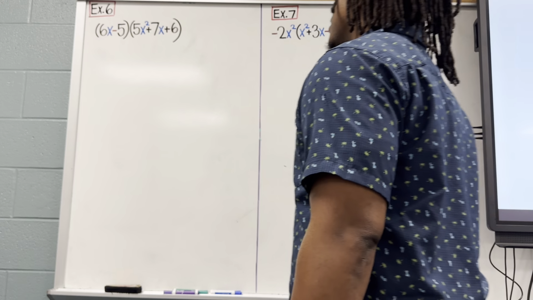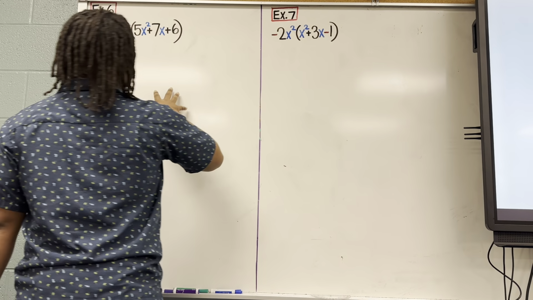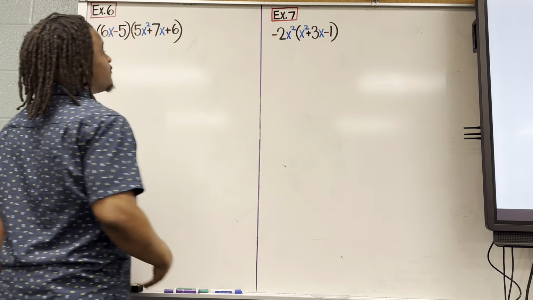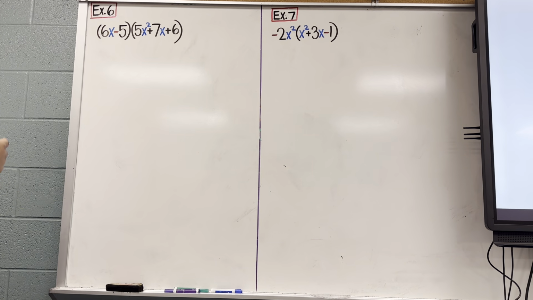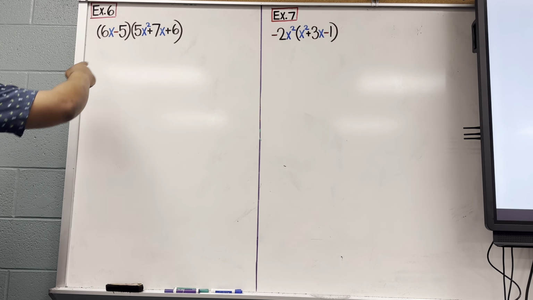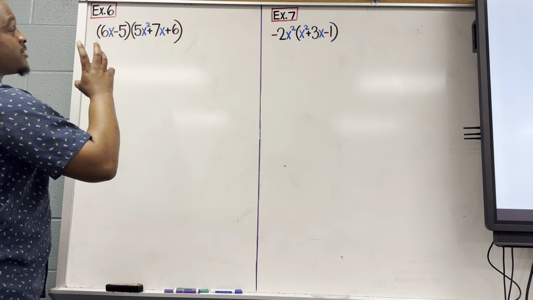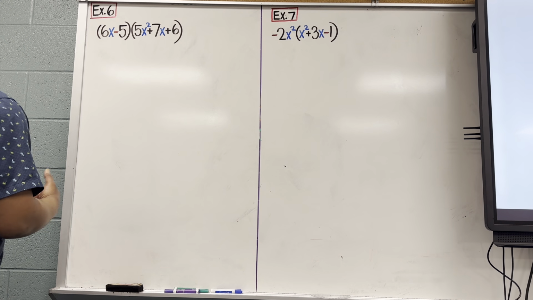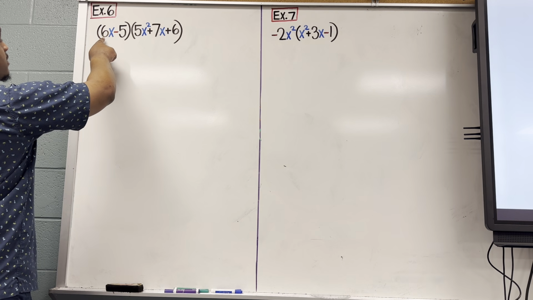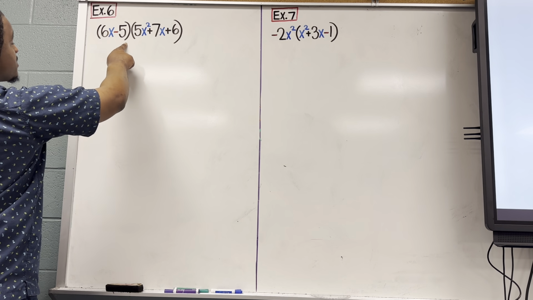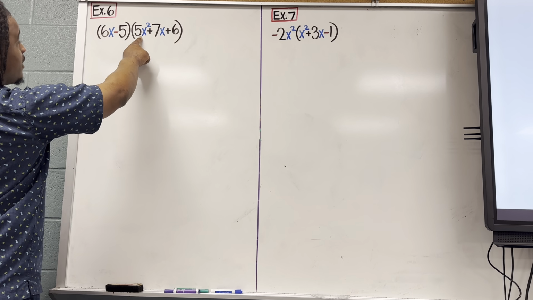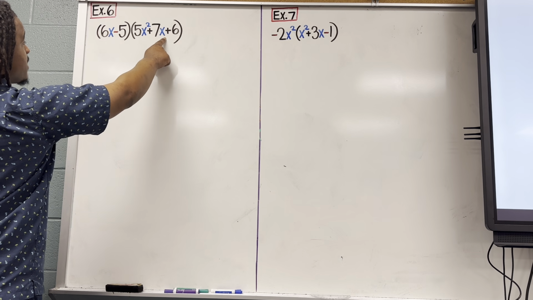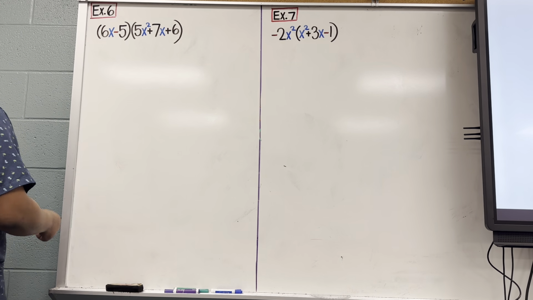And today, guys, we're going to explore example 6 and example 7 of how to simplify polynomials and expressions, okay? Whether we have to add them, subtract them, or distribute and factor, we need to simplify these particular expressions, okay? So I have this first expression, which is parentheses 6x minus 5, parentheses closed, times parentheses 5x squared plus 7x plus 6, parentheses closed, okay?